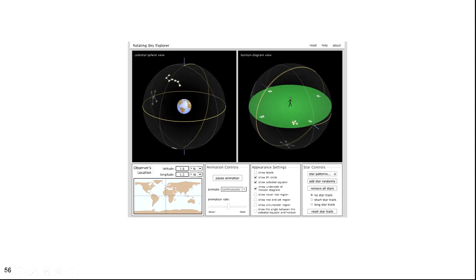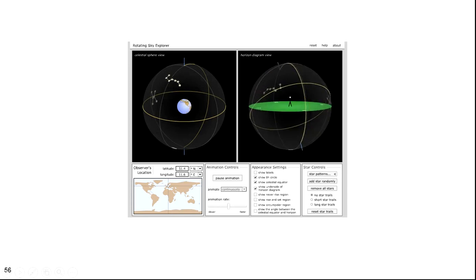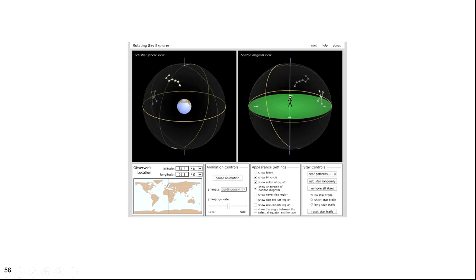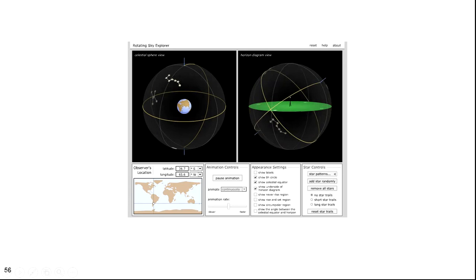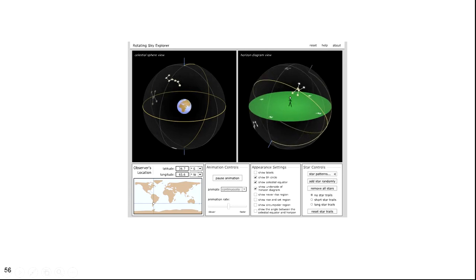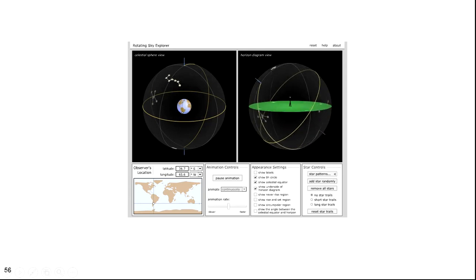Now watch what happens if I move to a northern latitude. Here, this person can see the Big Dipper, but can't see the Southern Cross. And the constellation Orion, being on the equator, rises and sets along an arc. If I put the observer in South America, the observer can see Orion along an elliptical arc. They can see the Southern Cross, but can't see the Big Dipper.